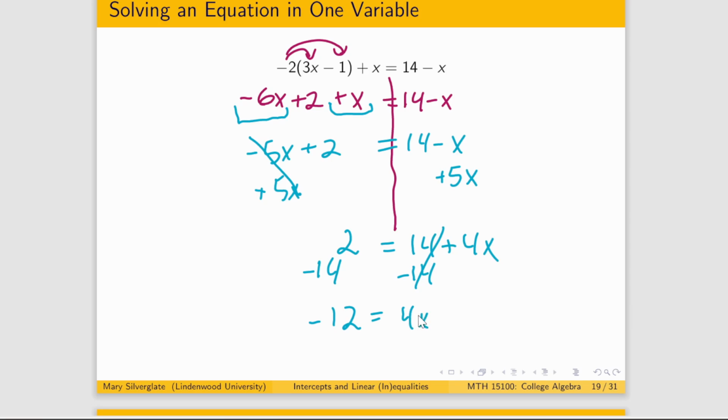As my last step, I want to undo any multiplication, and 4x is 4 times x, so I want to undo multiplying by 4 by dividing by 4. 4 divided by 4 makes 1. And I am left with x is equal to negative 12 divided by 4, which is negative 3.